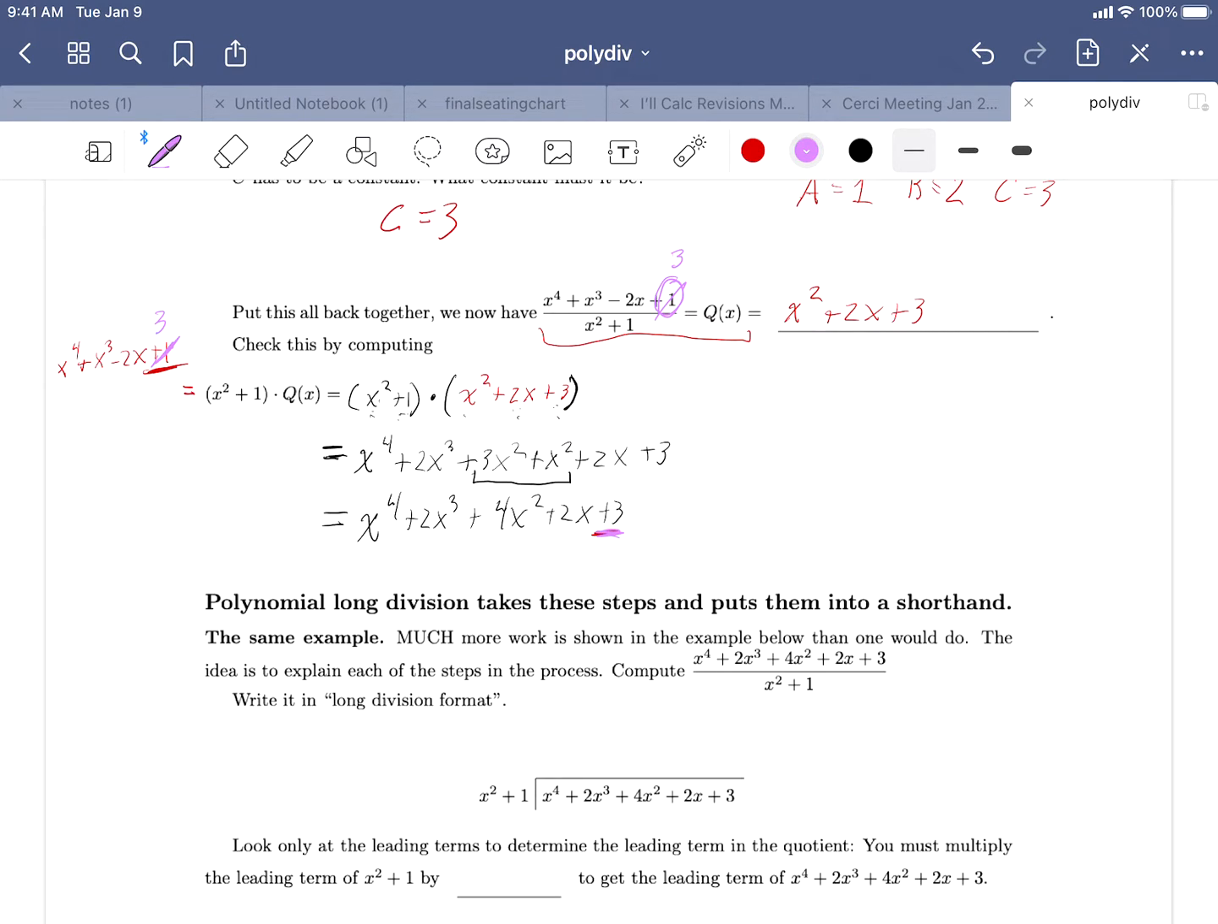So it did walk out correctly. Excellent, and that's exactly the type of thing that chances are you would have corrected for me had this been an in-person thing. So that's the idea of polynomial division.